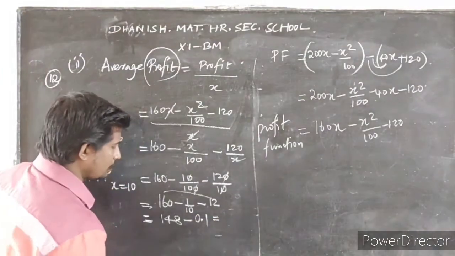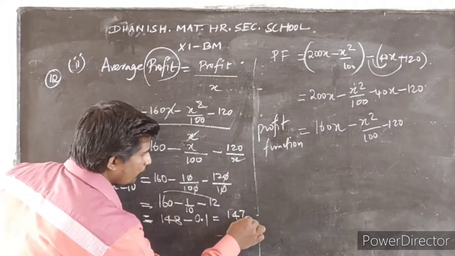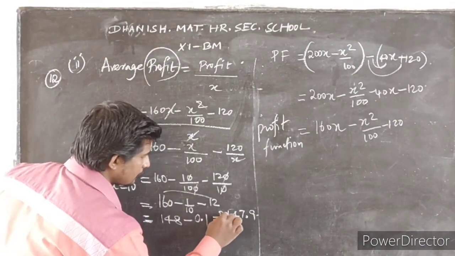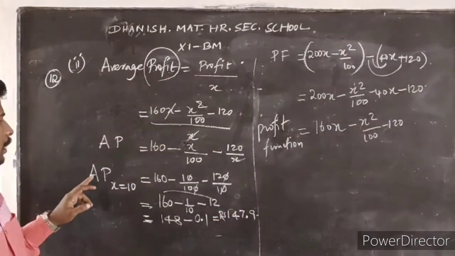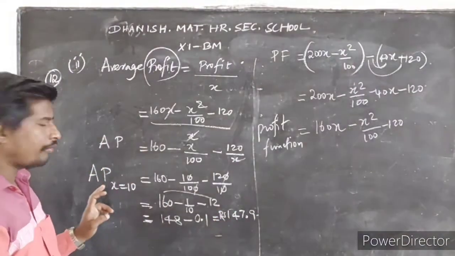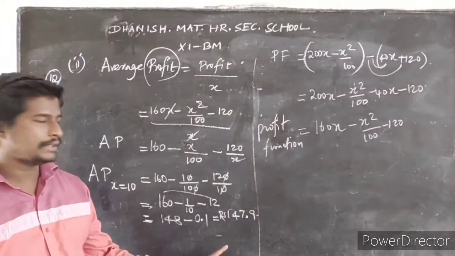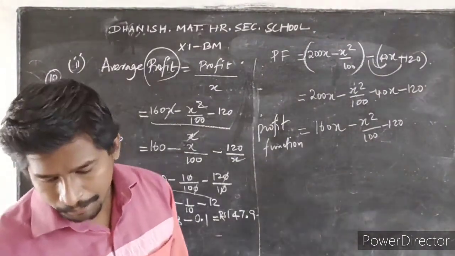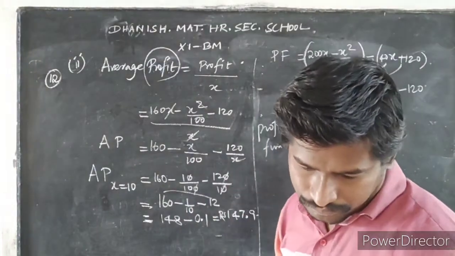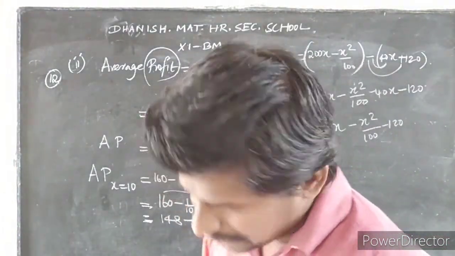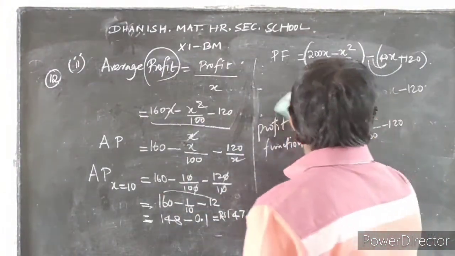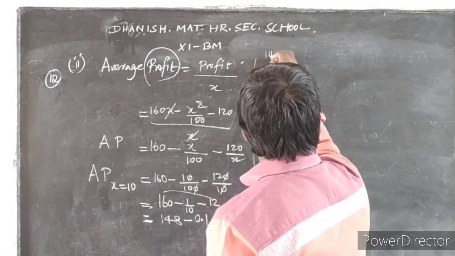So this is equal to 147.9 rupees. We got our average profit at x equal to 10 is 147.9 rupees. Now the next one, to find the marginal profit.